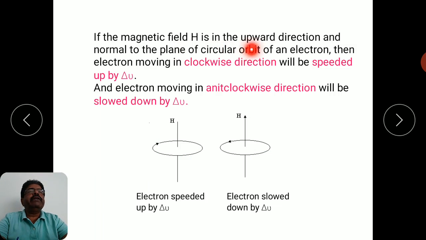So if the magnetic field H is in the upward direction and normal to the plane of the circular orbit of an electron, then an electron moving in clockwise direction will be speeded up by delta nu. Suppose this is the electron which is moving in clockwise direction. So it will be speeded up, its orbit will be modified, its velocity will be modified, because of the force acting on it.